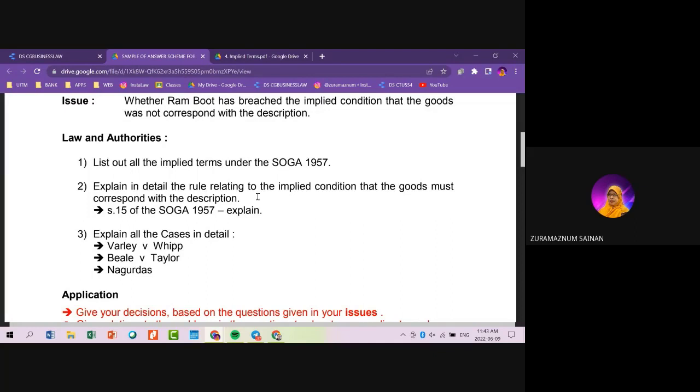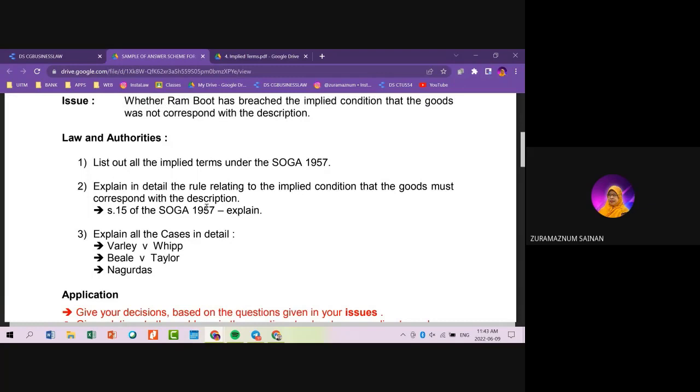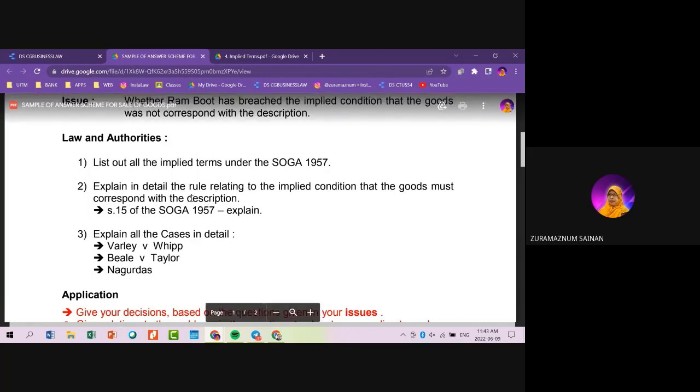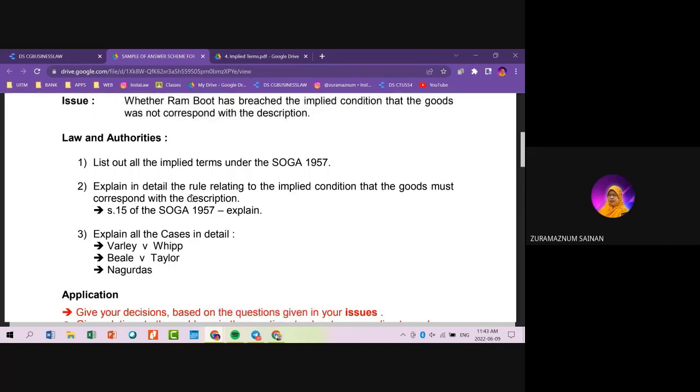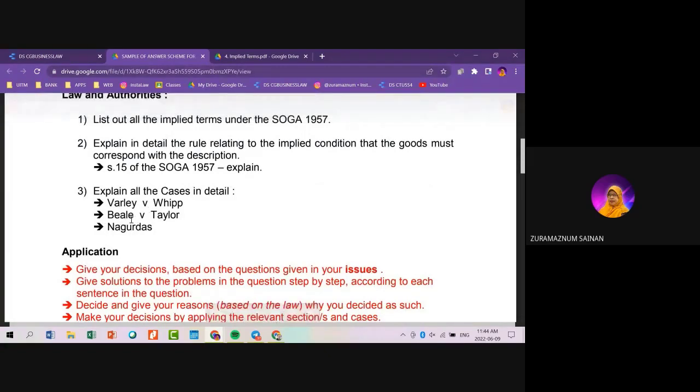everything relating to the implied condition that the goods must correspond with the description. So what is in there? You must explain what the implied condition that the goods correspond with the description means. Explain, as I explained in the slides and in the book. Then section 15 of the SoG. Explain that section. Give the content of the section and then explain what it means. After that there are 3 cases. Give all the 3 cases, with all the facts of the case and all the held, give everything. Don't give the name only. This is just a scheme.